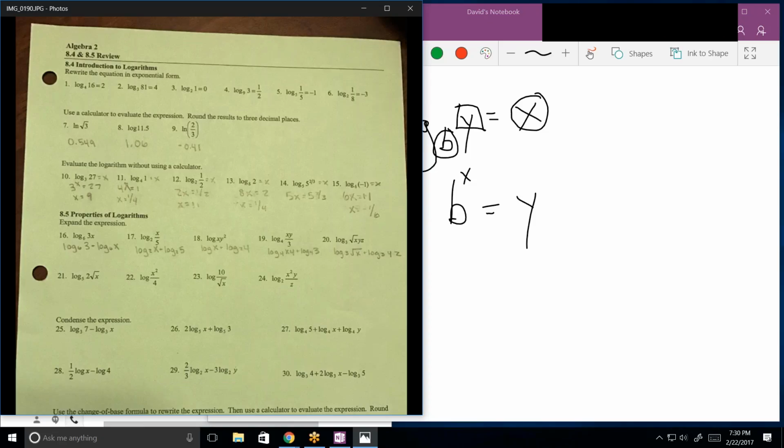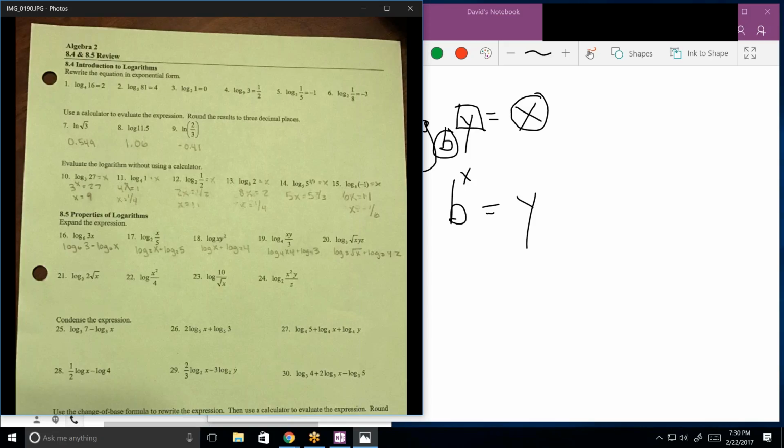Okay. And number 3. 2 to the 0 power is equal to 1. Number 4. 9 to the 1/2 power would be 3. And notice the 1/2 power means the square root. That's correct. The square root of 9 is 3. Okay. How about number 5?